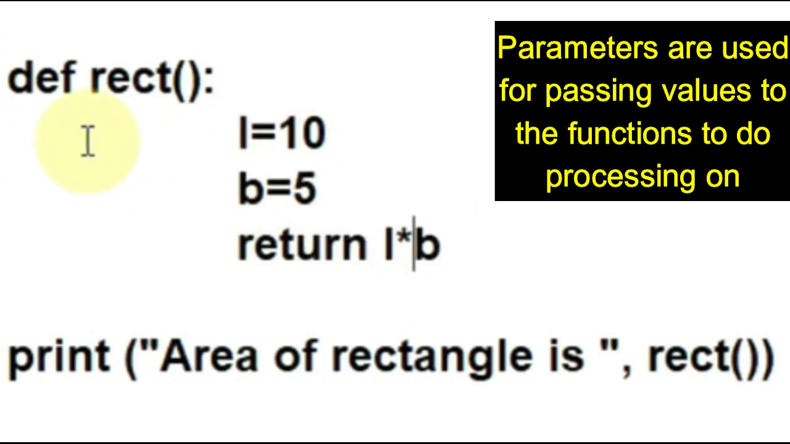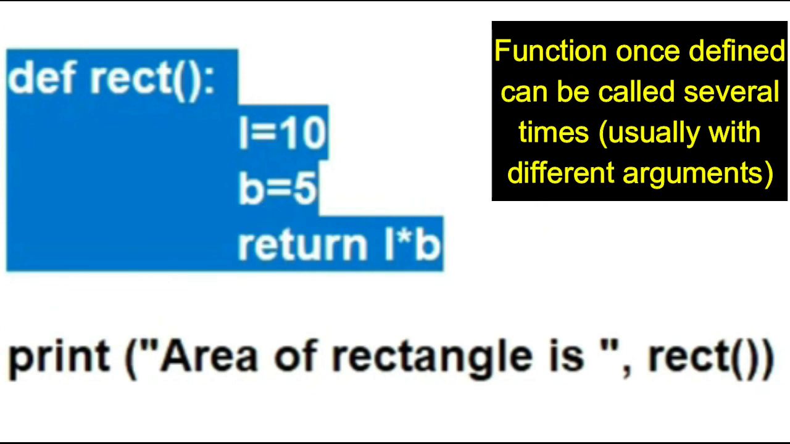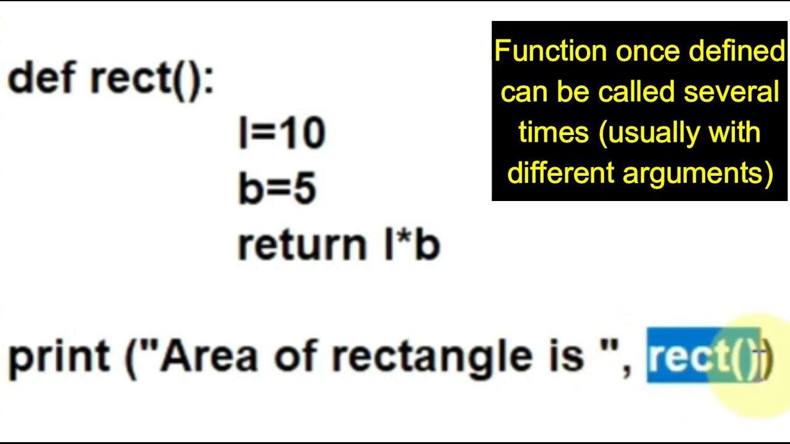Okay. Now, this is the function, but it is of no use if it is not called. So this is the function defined, and here it is called. See, this is the main function where you are using a print statement. Area of rectangle is, and this rect. This is invoking of the function.